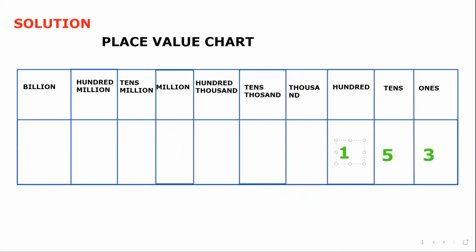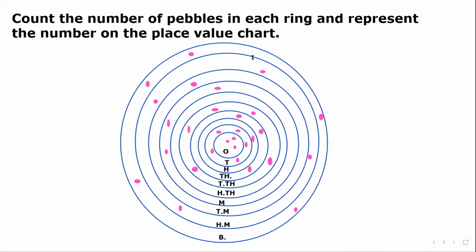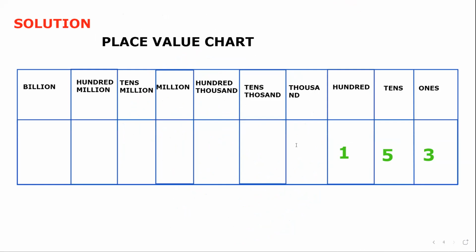Good. Then you move back to the wheel again to check the thousands. This is the 1,000. We have 1, 2, 3. So the 1,000 is 3 here. Then you write 3 in the corresponding table here. That's the 3.